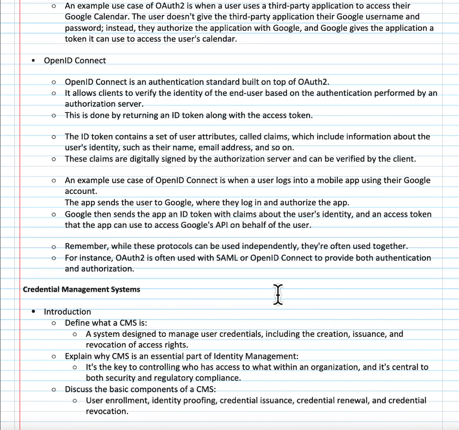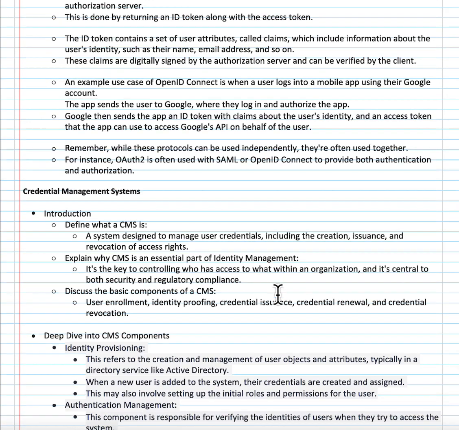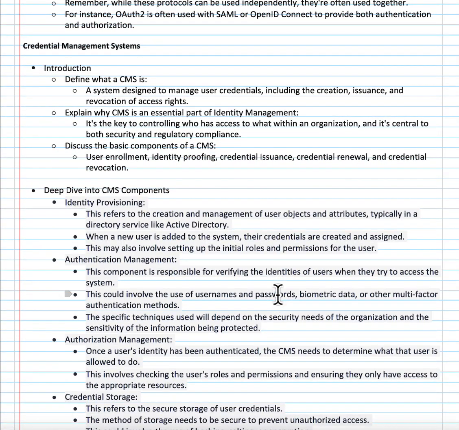Now, what complicates this even more is that these protocols can be used independently, but they're often used together. For example, OAuth 2 is often used with SAML or OpenID Connect to provide both authentication and authorization. So when they ask a question on the CISSP, you're going to have to parse that down. I would recommend that if you don't have a good understanding of this, get smart on it, because there are a lot of questions around SAML and OpenID from what I've been told. Because it can be confusing, it's one of those areas they focus on. They don't want to trip you up. They just want to make sure you know what you're talking about.